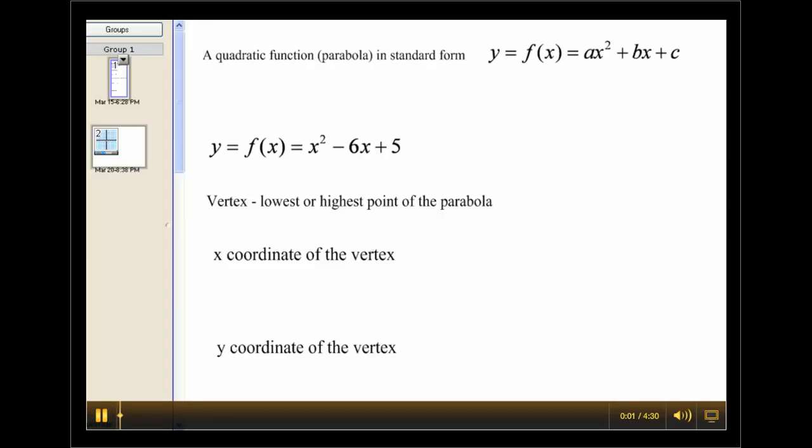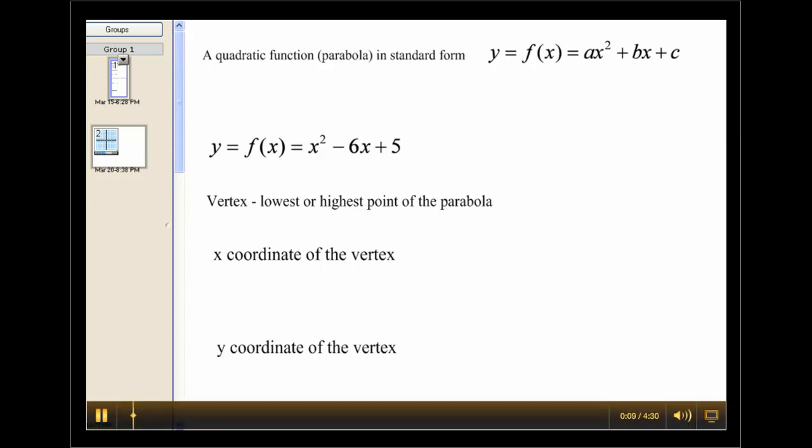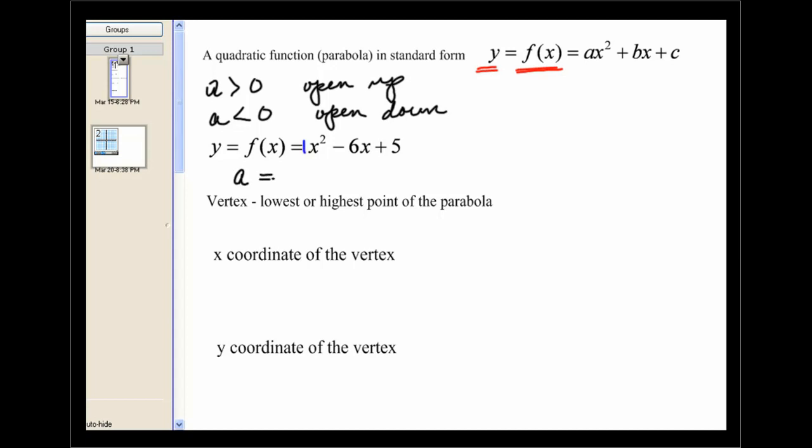A quadratic function, or parabola in standard form, is of the form y equals f of x equals ax squared plus bx plus c. And remember, f of x is another name for y. If a is greater than 0, our parabola is going to open up, and if a is less than 0, the parabola will open down. In our example, a is equal to 1, so our quadratic function or parabola will open up.